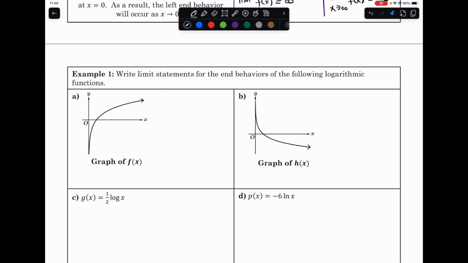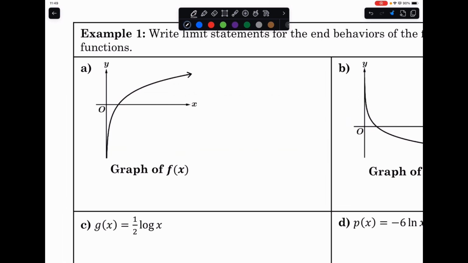Okay, so now let's look at the back and let's look at example 1. Let's write limit statements for the end behavior of the following log functions, and let's also identify what the domain is.